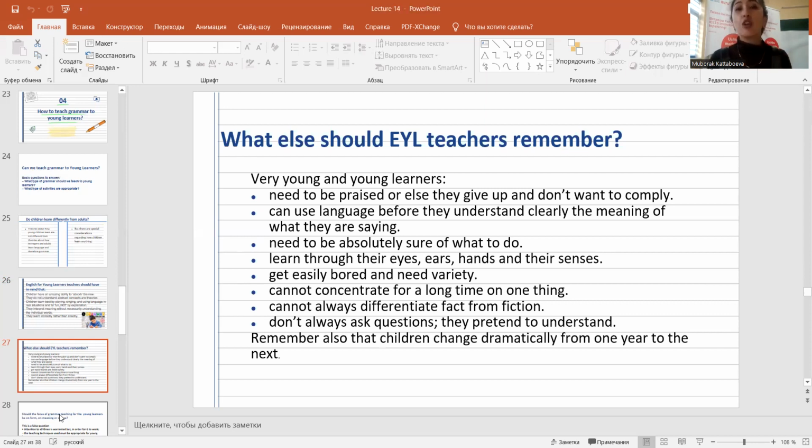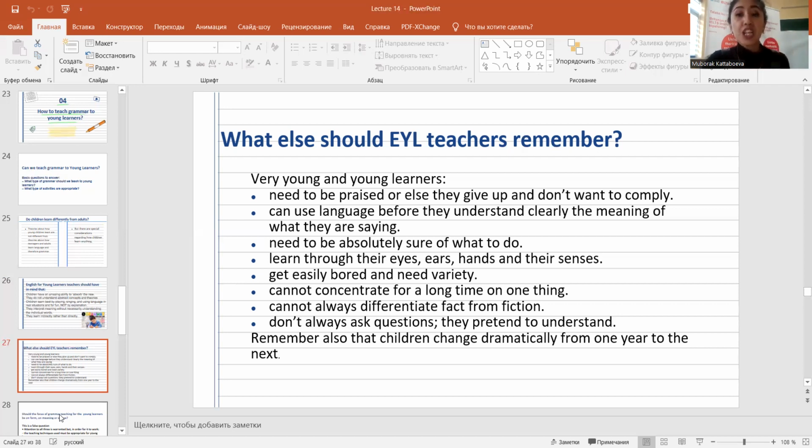They cannot concentrate for a long time on one thing, and that means your activity should always be minimum time limited. Your children cannot always differentiate fact from fiction. So keep in mind that they cannot just identify this is a fact, this is a fiction, this is an opinion. So be sure that you are differentiating it for them. They don't always ask questions, they pretend to understand. This is one of the peculiarities that kids have. They always pretend to understand you, and sometimes they have a zero comprehension.